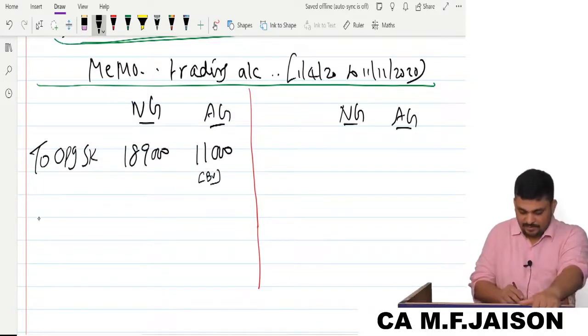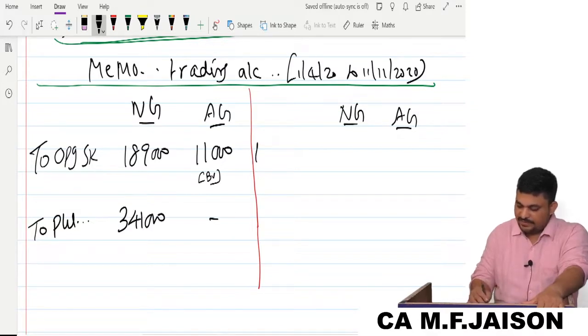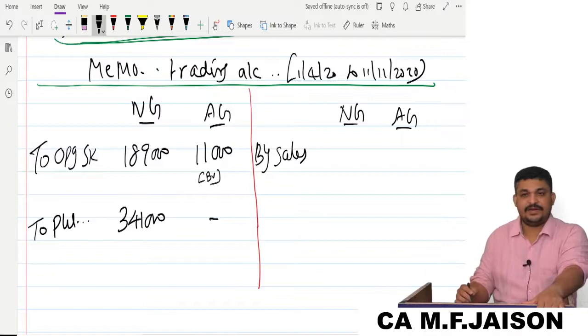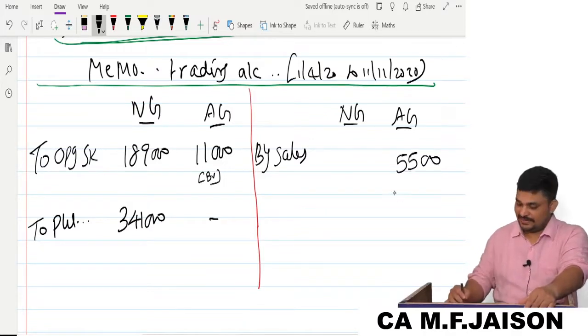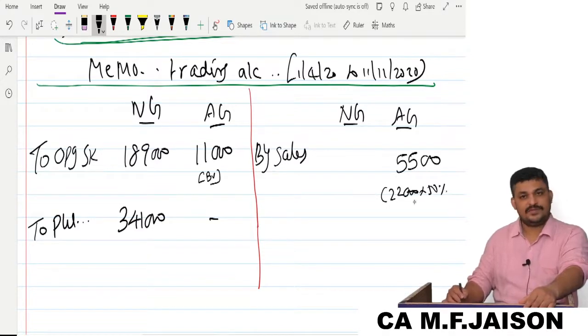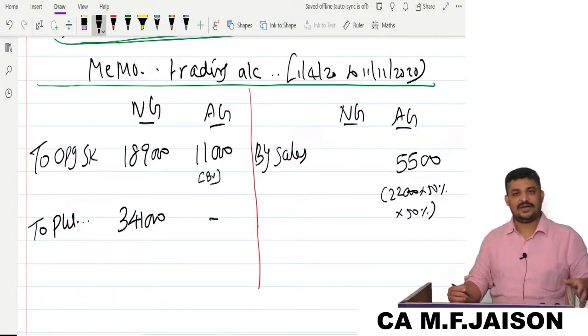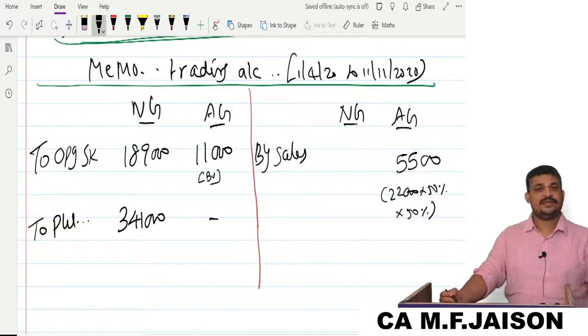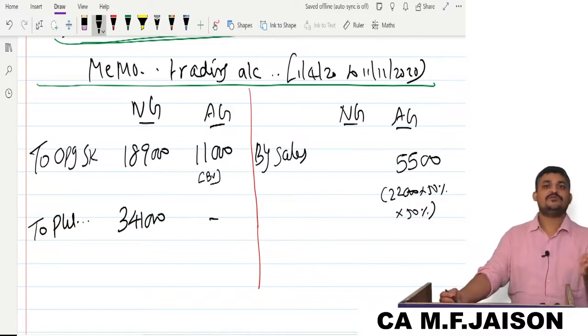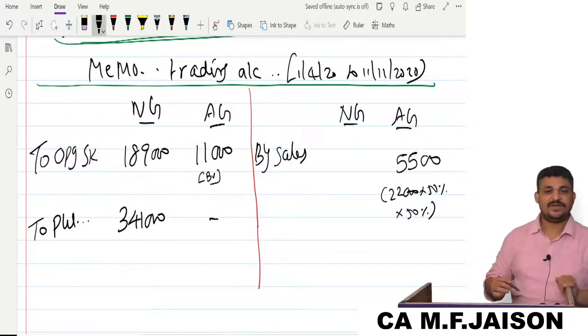So then we have purchases. What is the purchases figure? 3,41,000. Then we have sales. As far as sales is concerned, my dear friends, 50% of the goods was sold at 50% of the price. So it is sold for 5,500. That is 22,000, in that 50%. 50% was sold at 50% of the original cost price. That is how you get 5,500. Correct? 22,000 into 50% is 11,000, which is half the goods. Half the goods was sold at 50% of the price, which is 5,500.